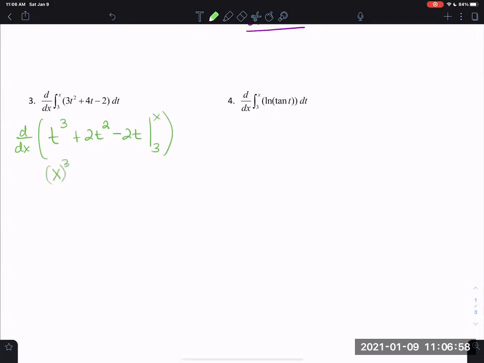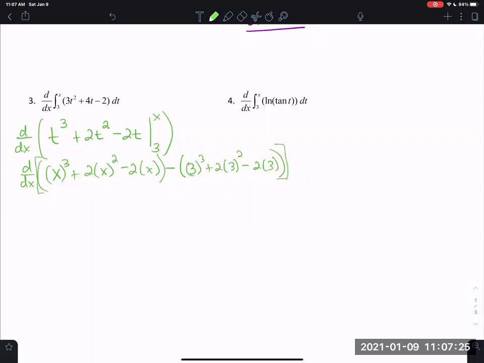x cubed plus 2 times x squared minus 2 times x, minus 3 cubed plus 2 times 3 squared minus 2 times 3. That's a lot of stuff. And then after that, we're taking the derivative of all of it. Do I have enough room for maybe one big bracket around all of it? x cubed plus 2x squared minus 2x minus, and again, what do we have? One big constant or number, right?